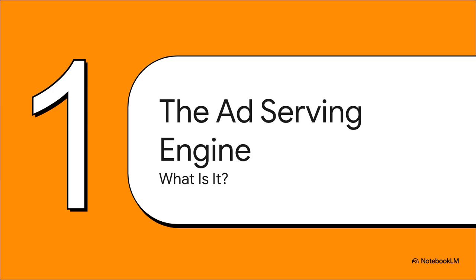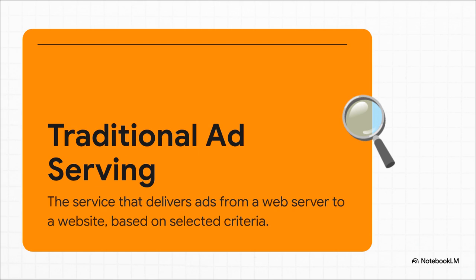So, it all starts with the brain of the whole operation, what we call the ad serving engine. This is the core piece of tech that makes that sneaker ad's journey even possible. The best way to think about an ad server is like a super smart, incredibly fast digital billboard manager. Its one job is to grab ads from advertisers and then deliver them to the right websites and apps, we call those publishers, at the perfect moment.